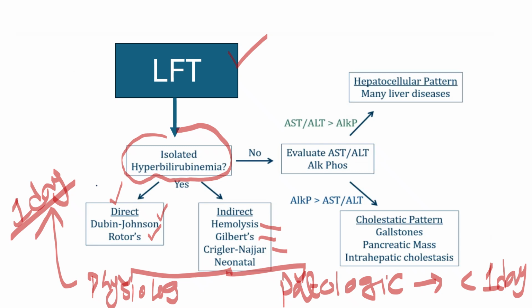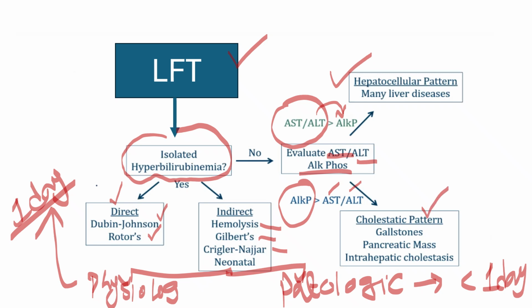So if isolated hyperbilirubinemia is not present, then we'll check AST, ALT, and alkaline phosphatase. First condition: if AST and ALT are more than alkaline phosphatase, then this will be the hepatocellular pattern, and it may be due to many liver injuries like hepatitis, cirrhosis. Another condition: if alkaline phosphatase is more than AST and ALT, it will be the cholestatic pattern, and the causes will be gallstone, pancreatic mass, and intrahepatic cholestasis.